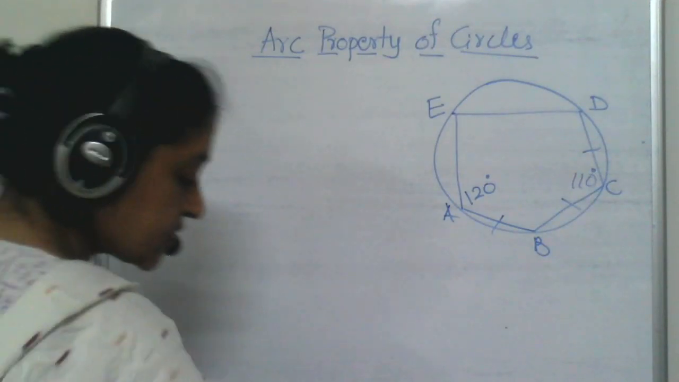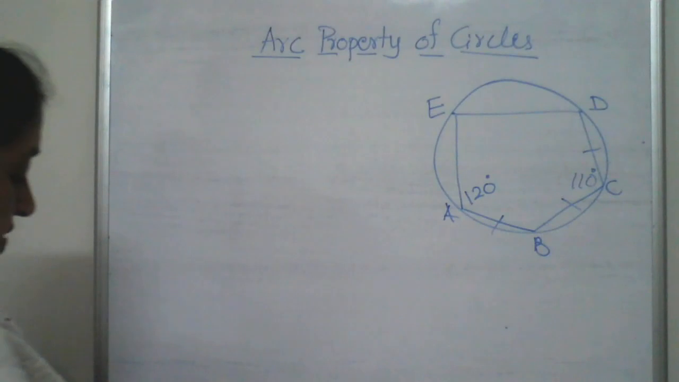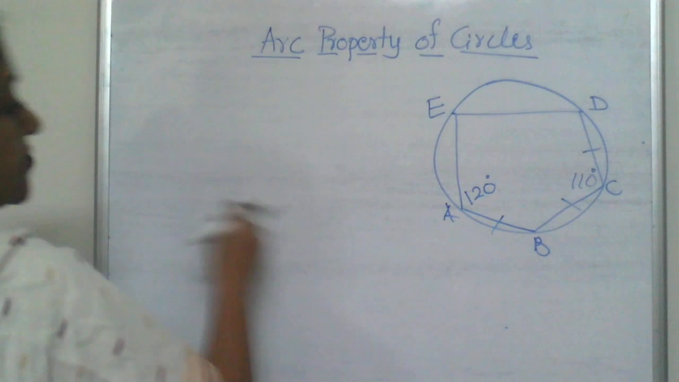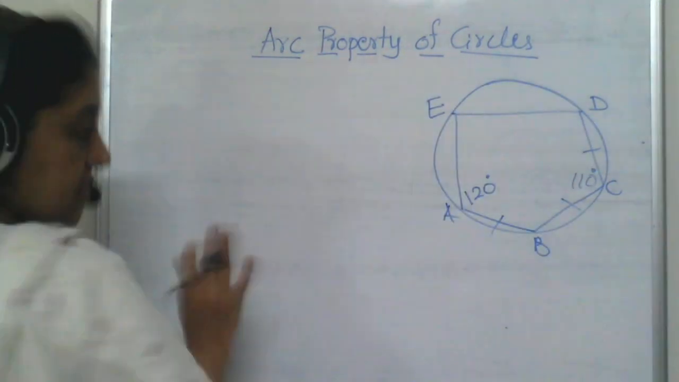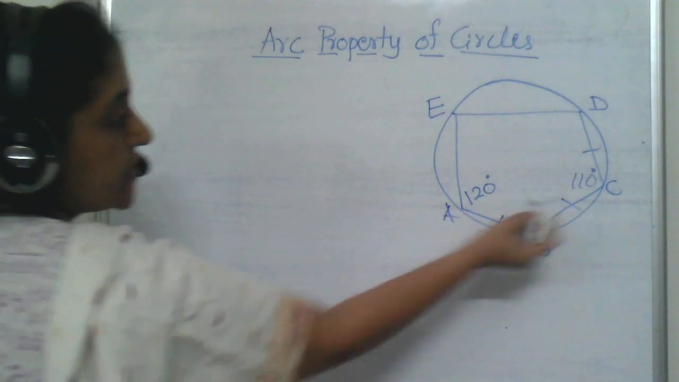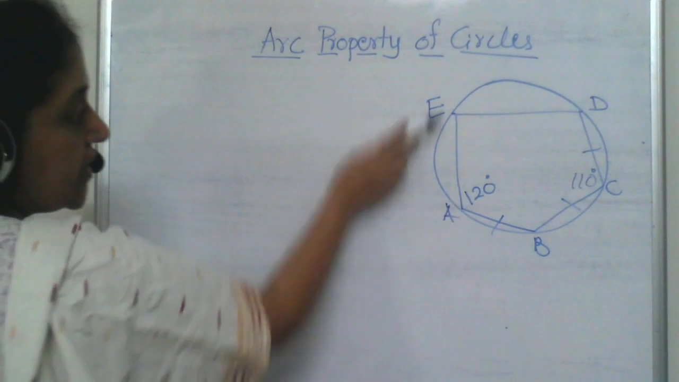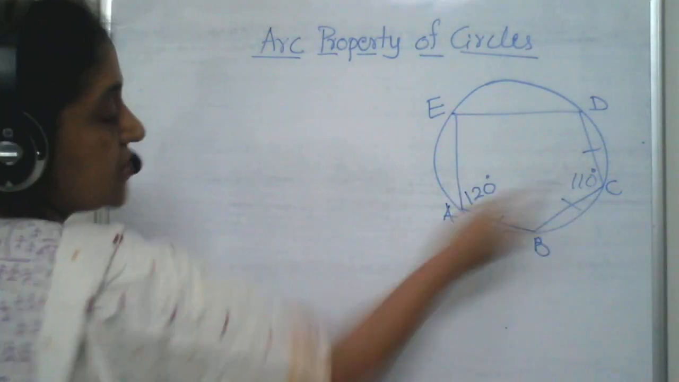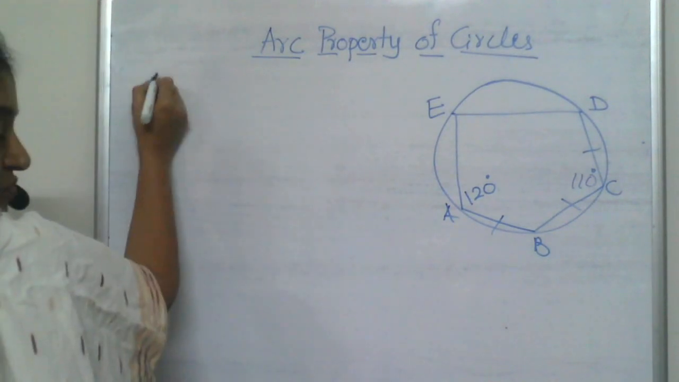Hello students, this is a question from arc property of circles, where we are supposed to find a few things here. That is, this is a given figure. ABCDE is a pentagon, and the angle A is 120 degrees and angle C is 110 degrees. Rather, saying EAB is 120, DCB is 110. Now what are we supposed to find? There are four things that we are supposed to find.